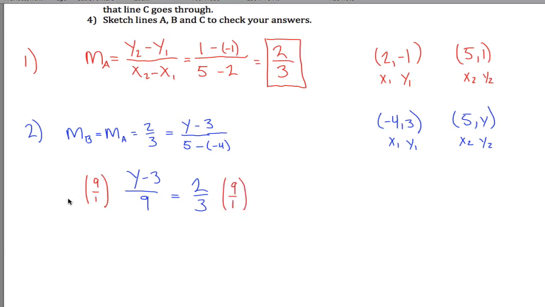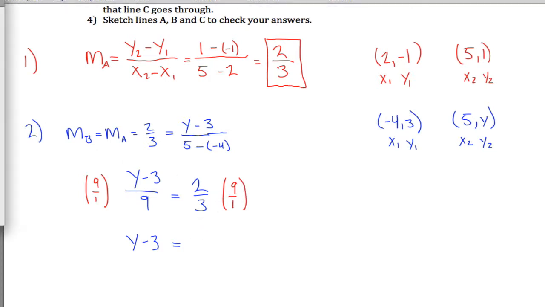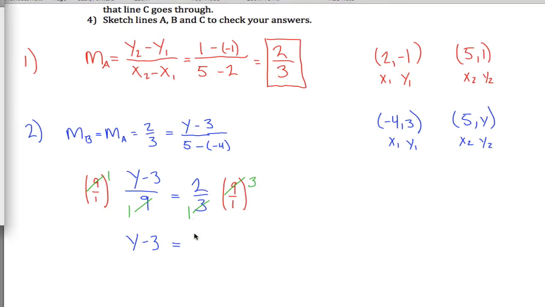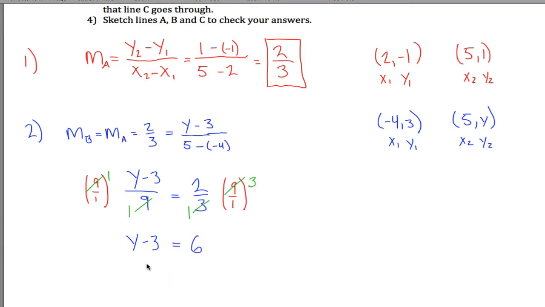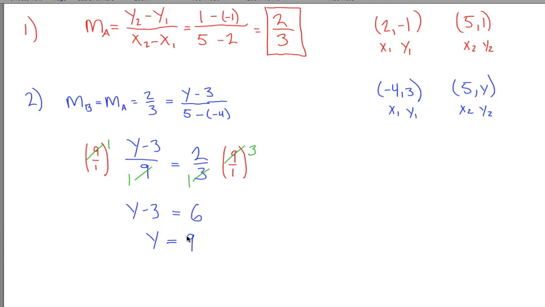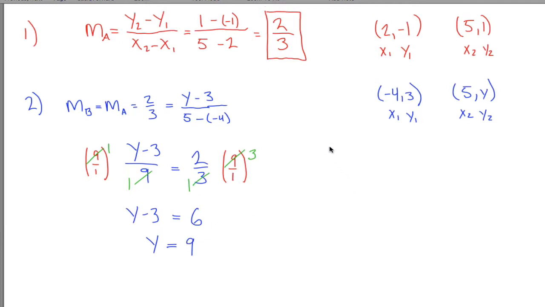What ends up happening is this 9 and this 9 cancel out, and on the left side I'm just left with y minus 3. On the right side, the 3 and the 3 from this 9 cancel out. I'll put 1s where I cancel things out, and I'm left with just 2 times 3. In other words, I'm left with 6. To solve for y, I add 3 to both sides of the equation and get y equals 9. I think what it's asking for is what is y, and I just figured that out. Y is equal to 9. Kind of tricky, I thought.